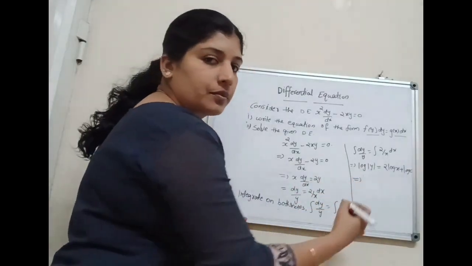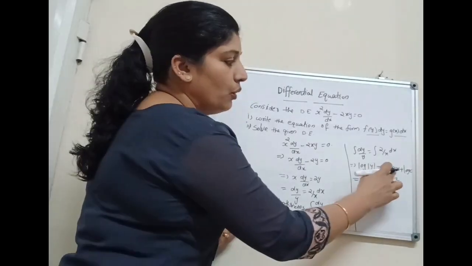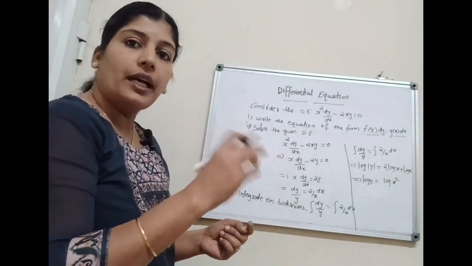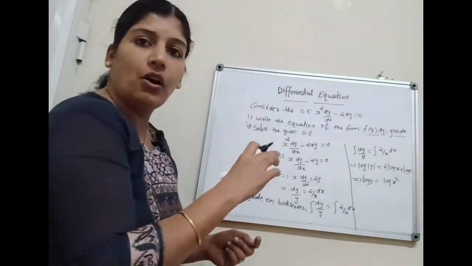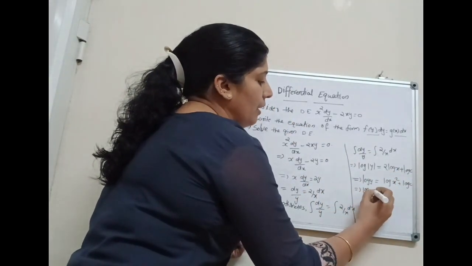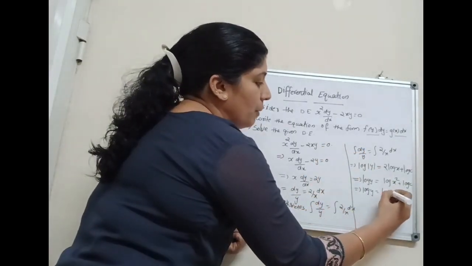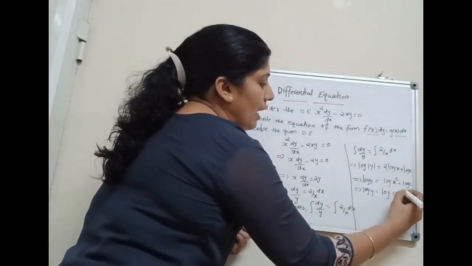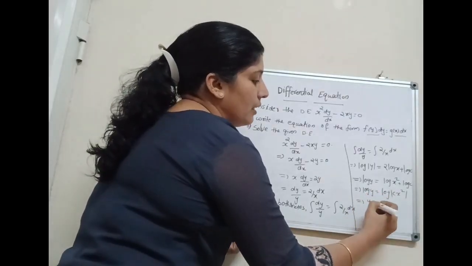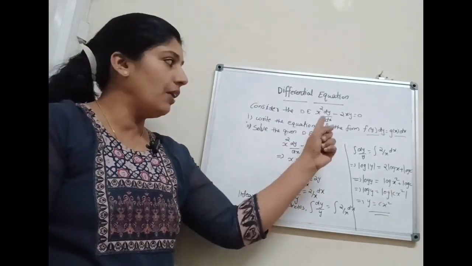That implies log y equal to what? Log of x square. That is 2 log x equal to log x square, by n log m equal to log m raised to n. Therefore, here 2 log x equal to log x square plus log c. That implies log y equal to log a plus log b. That is log ab. Log a plus log b is equal to log ab. Therefore, log c into x square. That implies y equal to what? Cx square. This is the general solution of the differential equation x square dy by dx minus 2xy equal to 0.